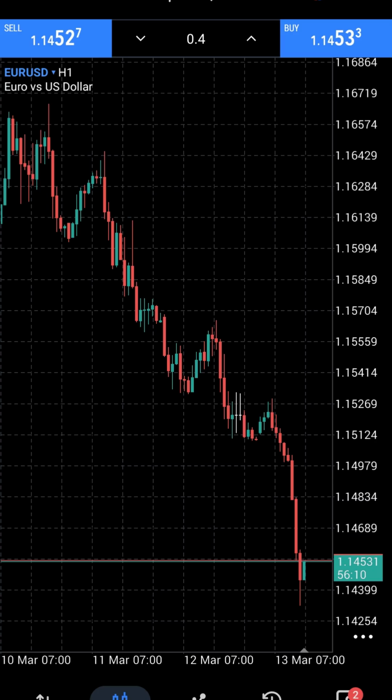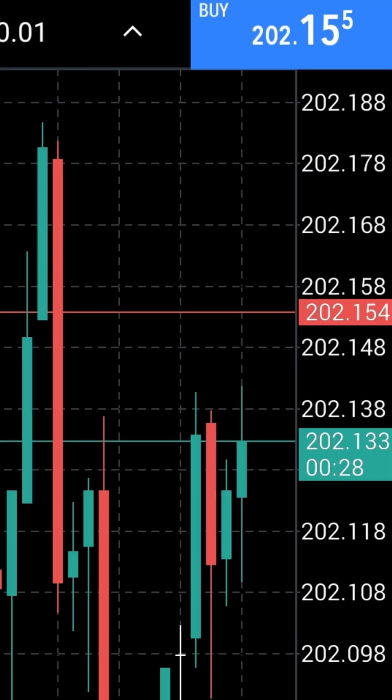So let's start with the basics. What does spread mean? You know, every currency pair in trading has a price. One is the buy price and the other is the sell price. The small difference between these two prices is called the spread.